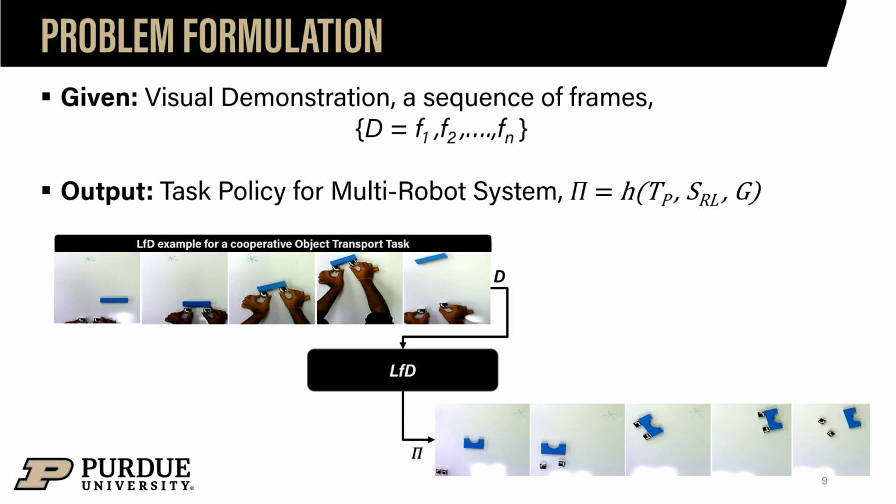The problem we are trying to solve is: given a visual demonstration as a sequence of frames D, we would like a task policy that allows a multi-robot system to accomplish the demonstrated task.